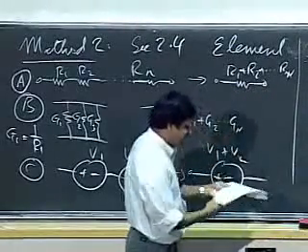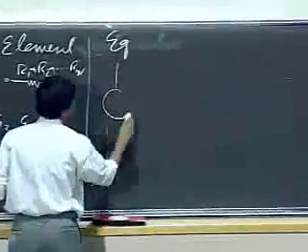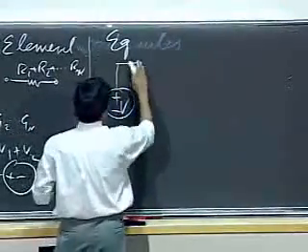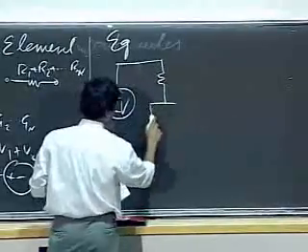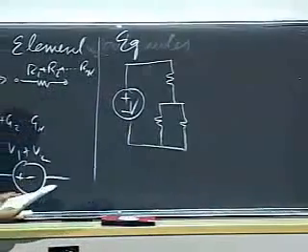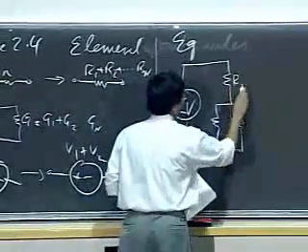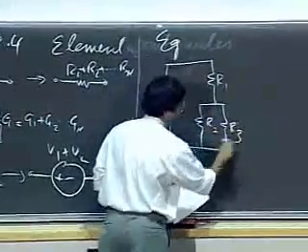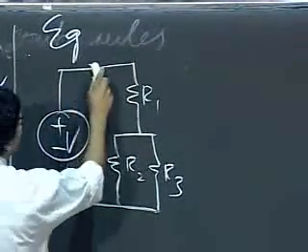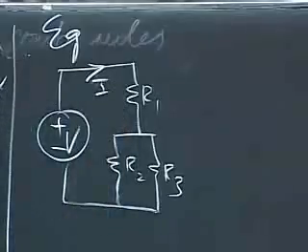So let's do this example. Let's say I have a circuit that looks like this, and 3 resistances. And let's say all I care about is the current I that flows through this wire. All I care about is that current.